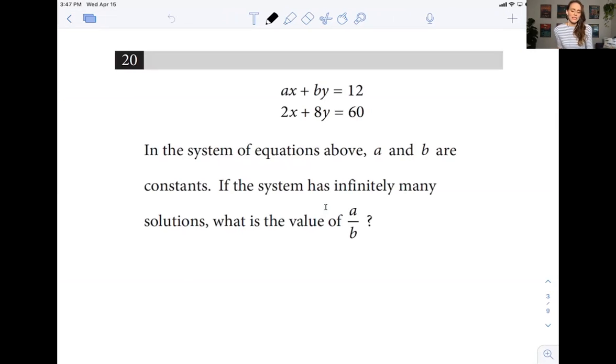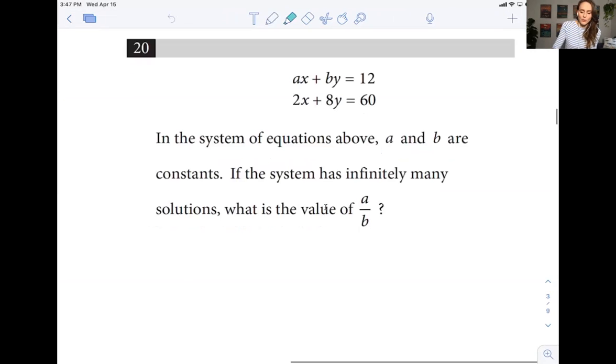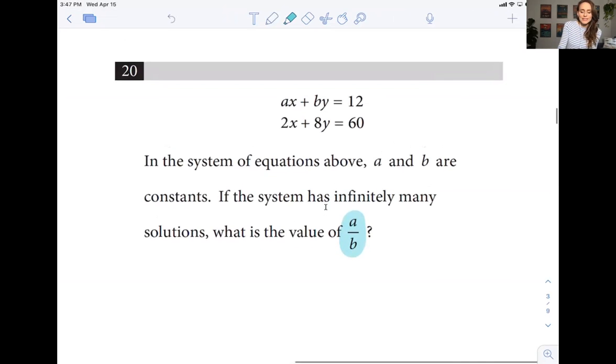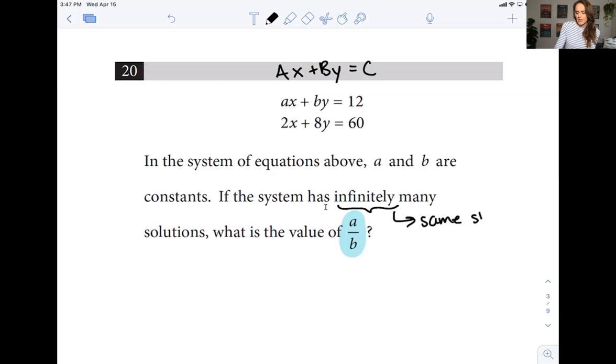So if I see they want to know what is a over b, I can see up here that both of these equations are in standard form, right? And a and b would be what gives me my slope. I see here that they have infinitely many solutions, so I know they have same slope and same y-intercept.